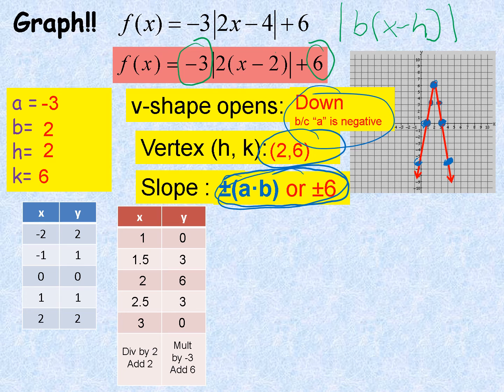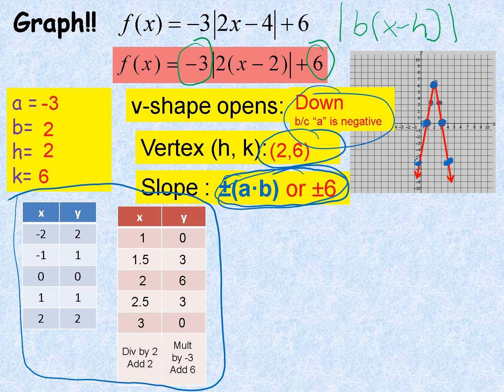But if you're like, dude, I want one way that works every time for every parent function, then that would be the 2 tables and graph the 2 tables. But on absolute value, it doesn't matter to us. We don't care. You can do the tables or you can do the slope trick. Either way.